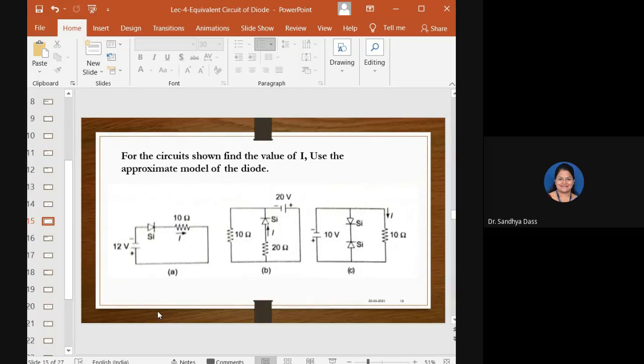So it is 10 by 10 there. Minus 1. Since the applied voltage is reversed there, it will be minus 10 by 10. So yes, it will be minus 1 amps. Very good.